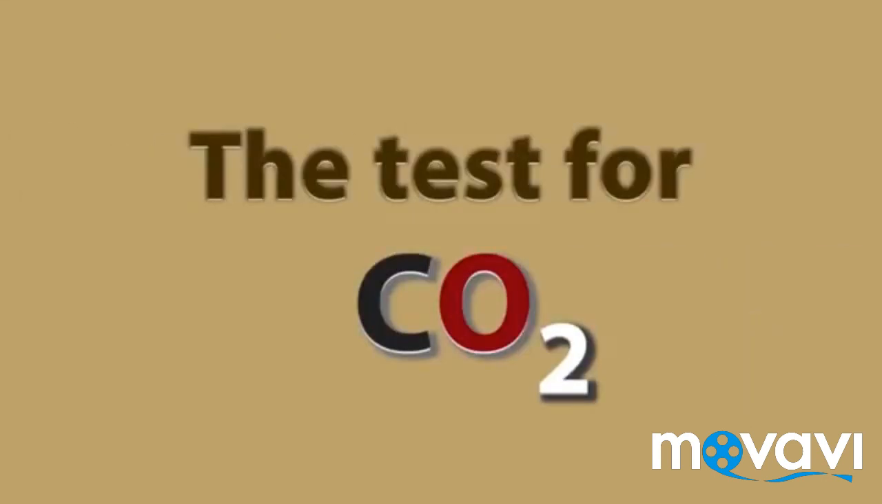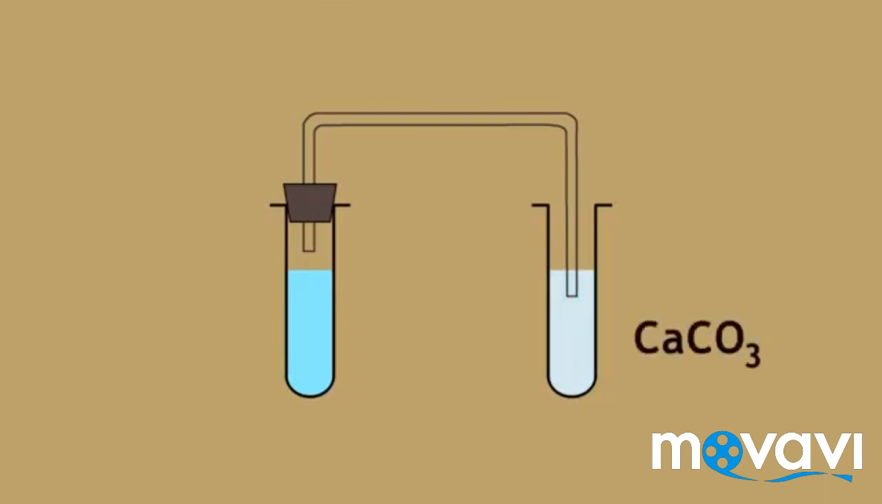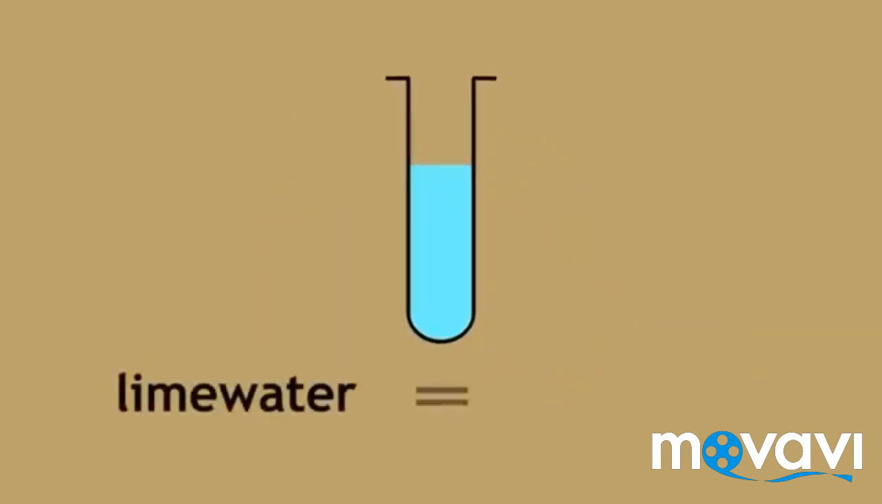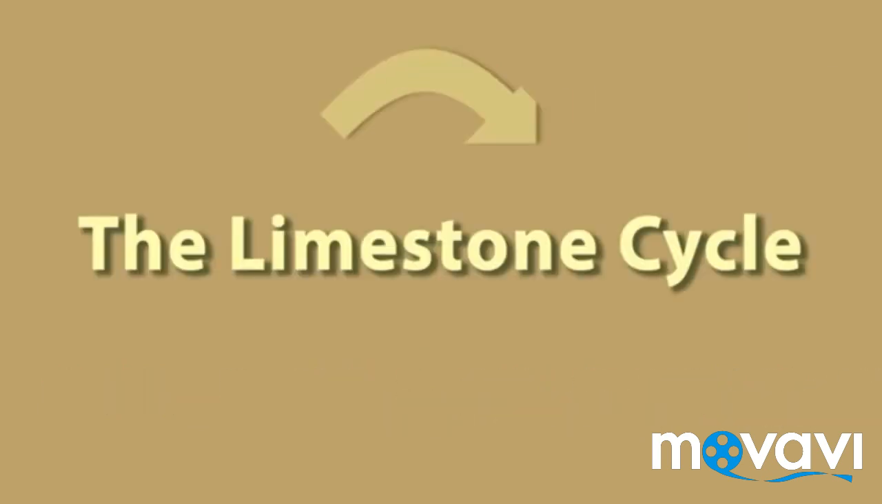The test for carbon dioxide. When we pass it through lime water, it turns lime water milky. This is due to the formation of calcium carbonate, which is insoluble in water. Lime water is simply an aqueous solution of calcium hydroxide. This reaction is in fact a part of a much bigger cycle called the limestone cycle.